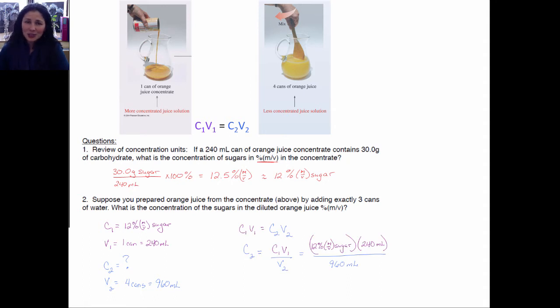I pay attention to the units the entire time through this calculation, and that allows me to determine what the concentration units of my C2 variable are. Notice that in this equation, milliliters cancels because it's in both the numerator and the denominator, and so my final concentration here will end up being in units of percent m/v. My final answer will be given in 2 significant figures. The value is 3.0 and the units are percent mass over volume.